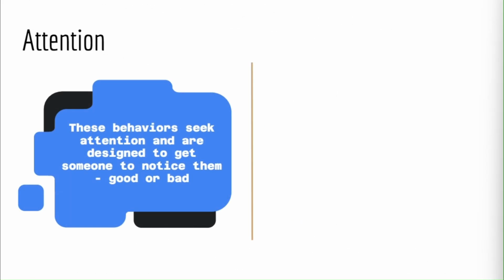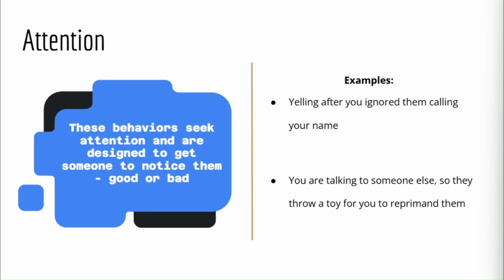Attention. These behaviors seek attention and are designed to get someone to notice them. This can be good or bad. Here are some examples. Yelling after you ignored them calling your name. Or say you're talking to someone else, so they throw a toy for you to reprimand them. Here's another parent tip. If a behavior is attention seeking, we want to teach appropriate ways to ask for attention, such as saying, "Watch me," or tapping your shoulder.